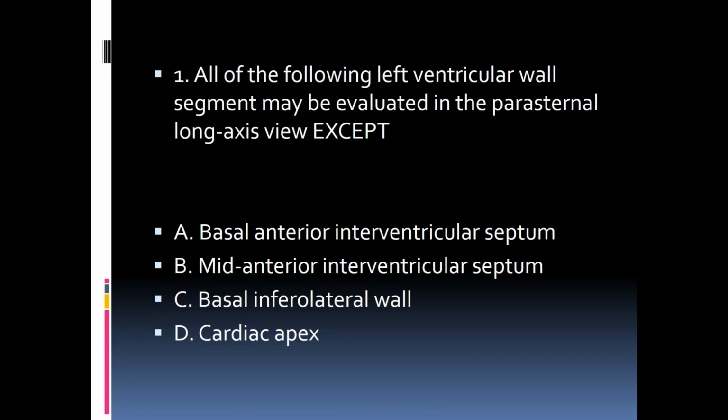Let's take a look at the very first question. This question is related to the left ventricle wall segments. It asks which item is not related to the assessment in the parasternal long axis view. To solve this problem, you need to understand which segments of the left ventricle are visible in each view. Let's start by watching the related video.